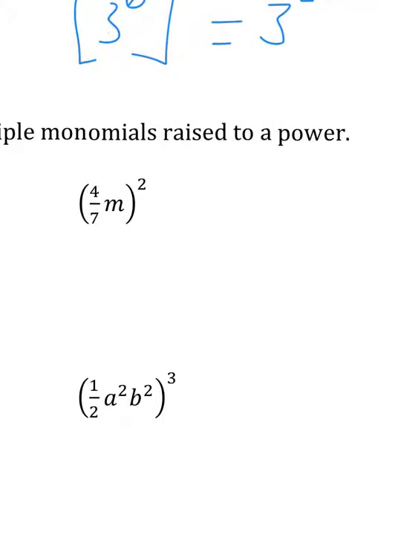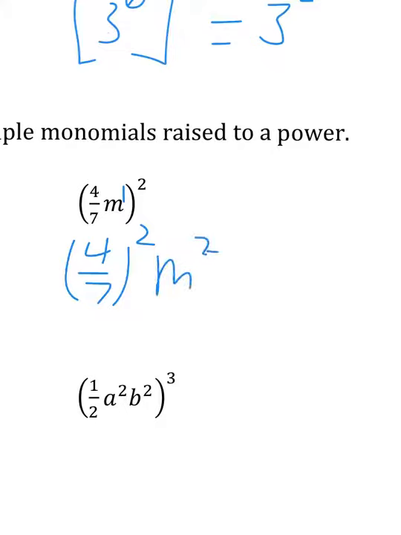Now this one's a little bit different because we have a fraction, but we've seen those before. So we'll have 4 over 7 raised to the 2nd power, and then m raised to the 2nd power. Again, that's m to the 1st, so we have m squared.